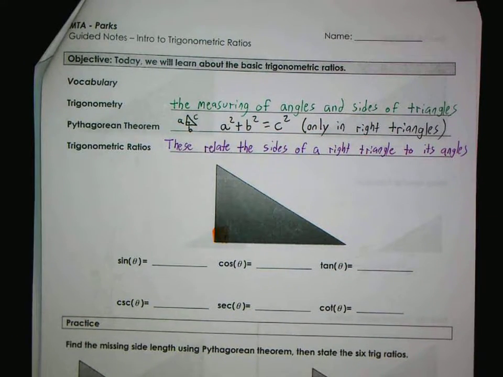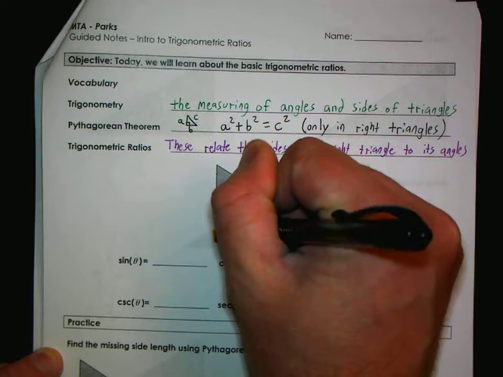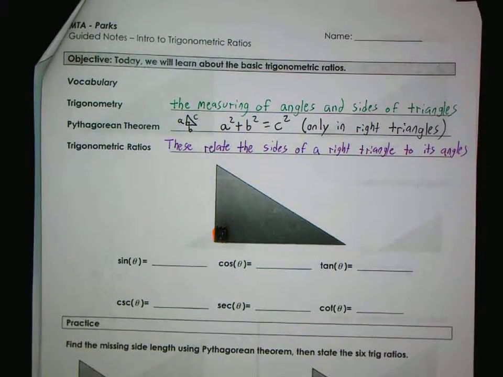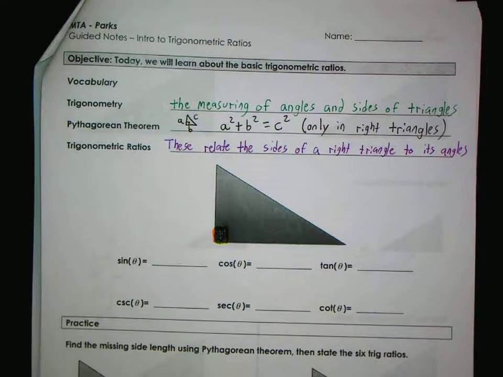Kind of hard to see that. Maybe a different color will be better. So that's when they put a box there. Still can't see that. I'll try yellow. I try. But if you put a box there, that means it's 90 degrees. That means it's a right triangle. And we can use these trig ratios.